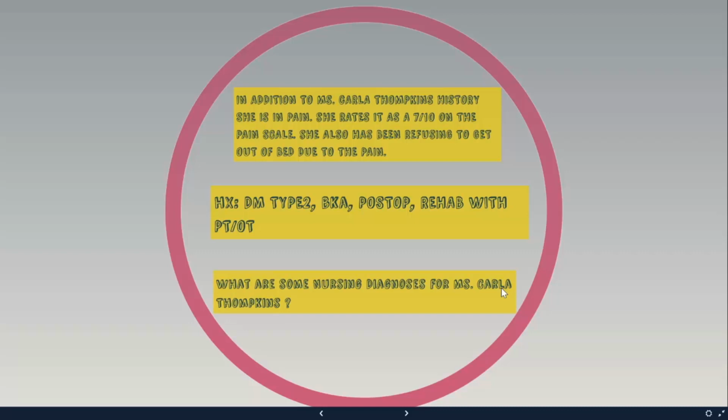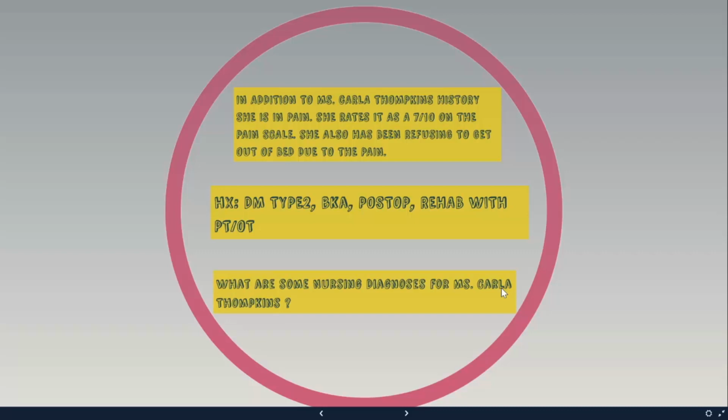Now, if you think back to our last presentation, in the assessing portion, we went ahead and we clustered our data, and off to the side, we put pain, we put risk for infection, and we put powerlessness, and we talked about some other psychosocial.